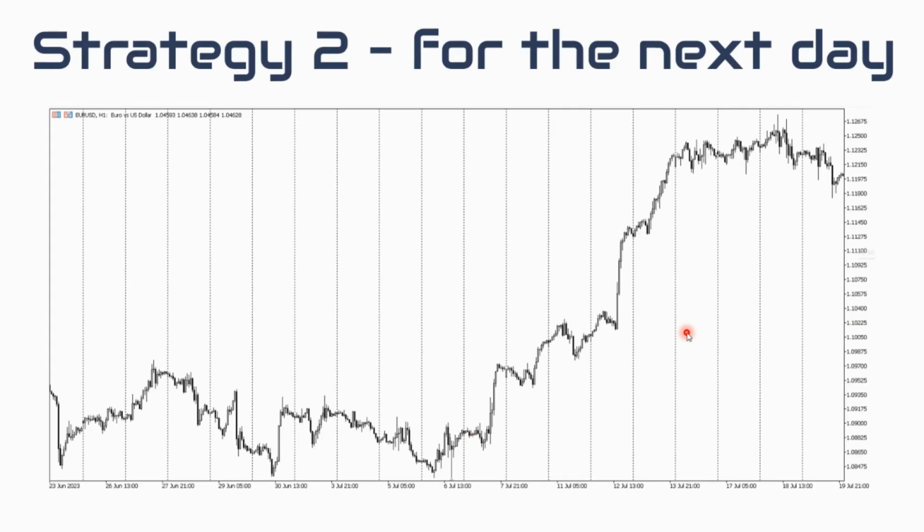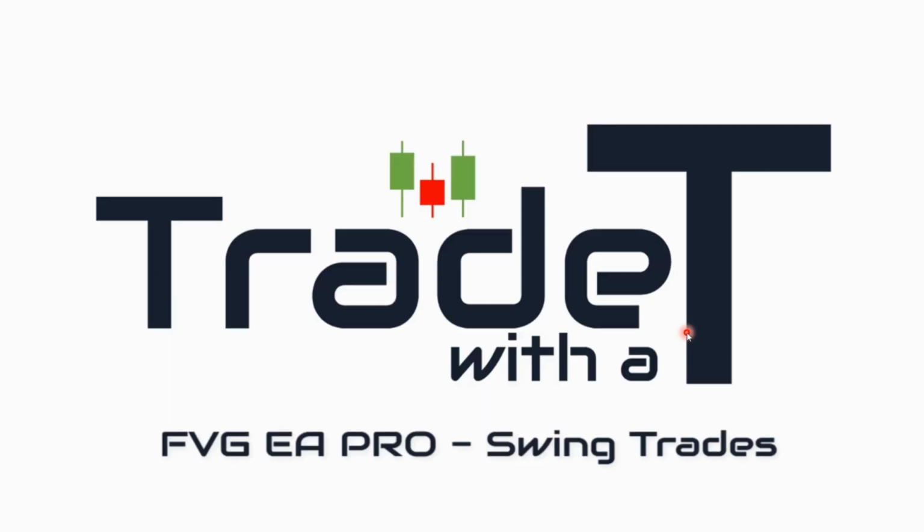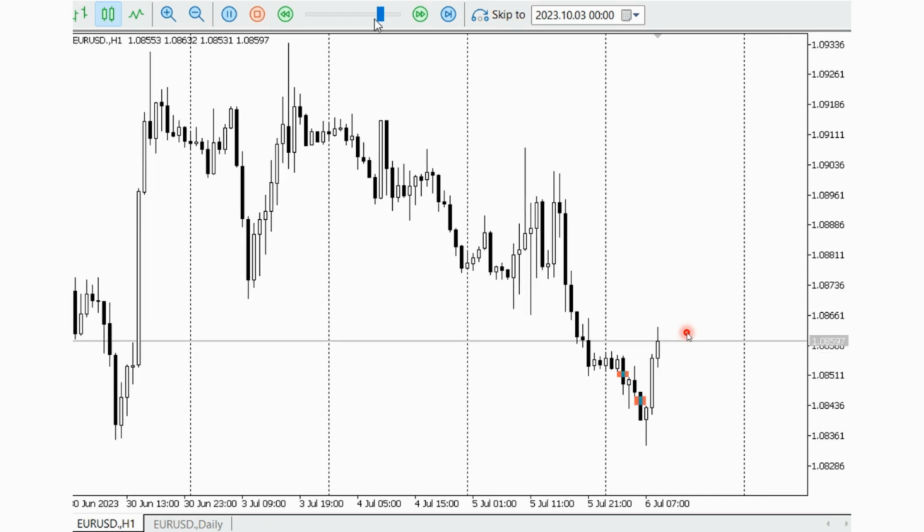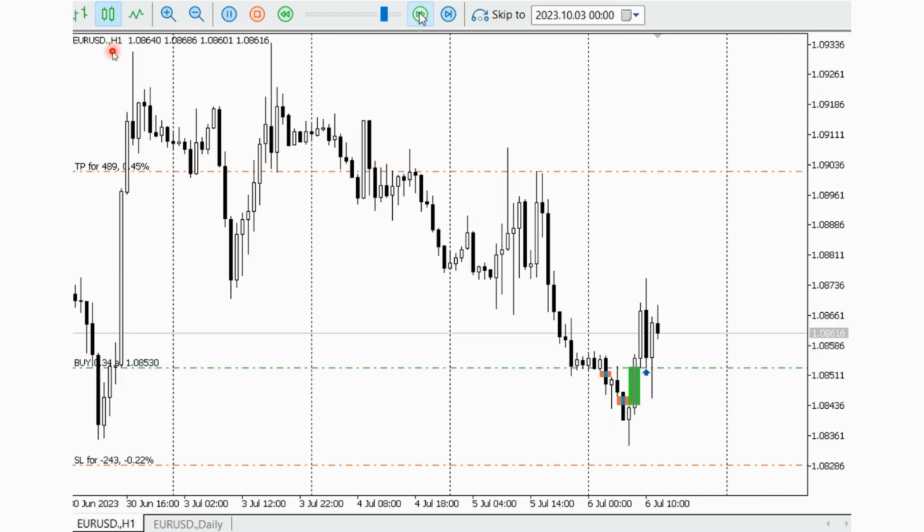A different type of strategy is a swing trade. So here I'm working on the 1 hour chart on USD, and as you're going to notice, I have a fair value gap here. I have a market structure shift that is done. So I'm just going to enter and take this trade, another fair value gap here, another fair value gap here, and so on. The idea is to follow that trend. So here the EA is taking a couple of trades on USD H1.